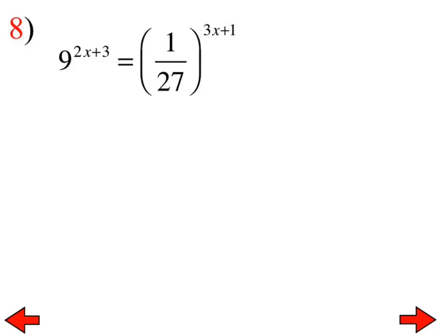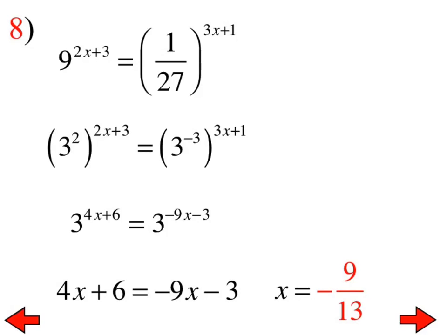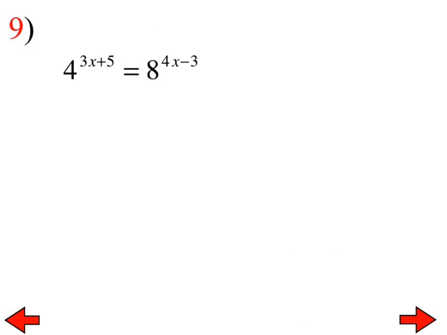Common base in number 8 is 3. So we will replace 9 with 3 squared and 1/27 with 3 to the negative 3. We have a power to a power again. So on the left, 2 times the quantity of 2x plus 3 is 4x plus 6. On the right, negative 3 times the quantity of 3x plus 1 is negative 9x minus 3. We have our common base. We set the exponents equal to each other and solve, and we get x equals negative 9/13. Last problem. Go ahead and try it.